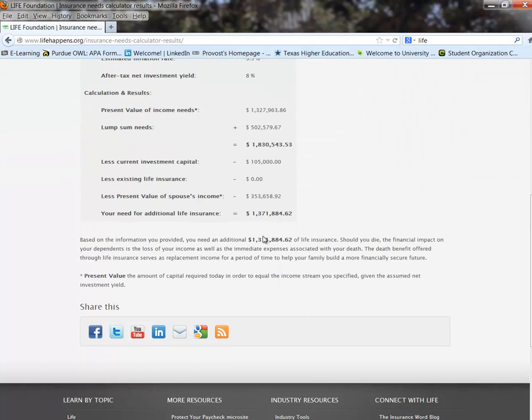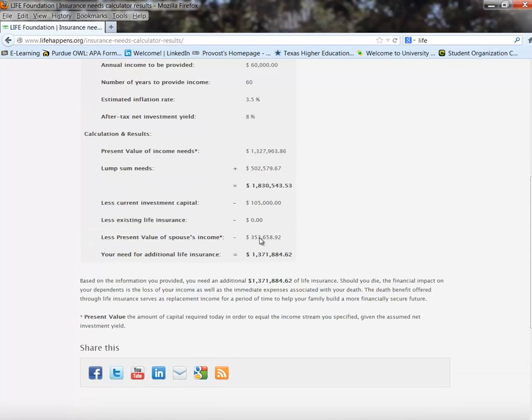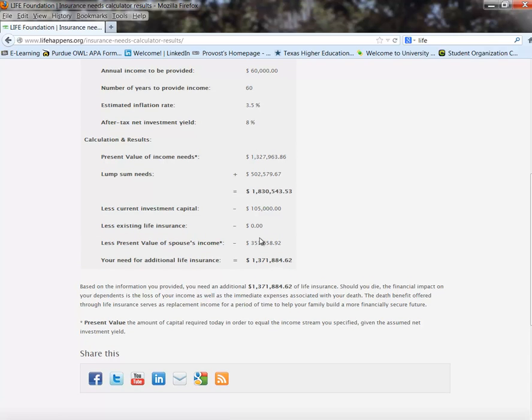See, it drops down already to $1.3 million. All right, so for this individual, we need to get a $1.3 million policy. And you might ask, well, how much does a $1.3 million policy cost?